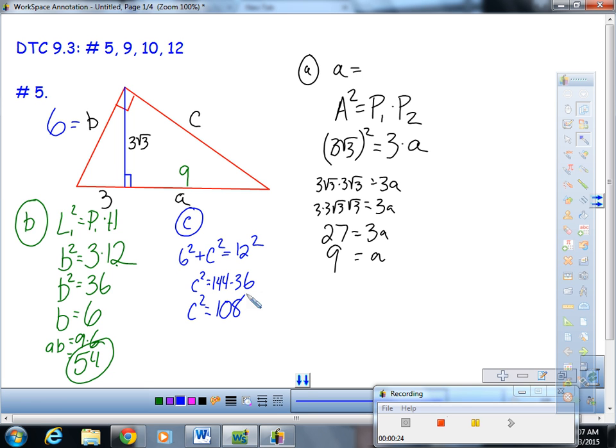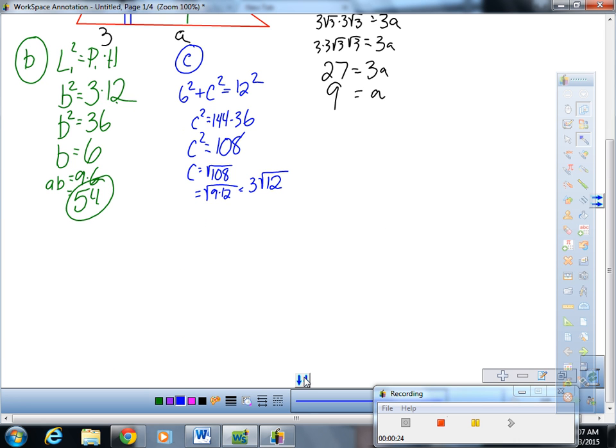All right, so when I look at 108 and I take the square root of it, I know that 9 goes into it. So the square root of 108 is the square root of 9 times 12, okay? So it's 3 radical 12, but hold on. 3 radical 12 is not simplified either because 4 goes into that. So it's 3 times 4 times 3. It's 3 times 2 times radical 3. It's 6 radical 3. So C is 6 radical 3.